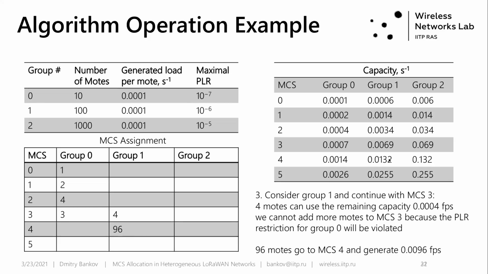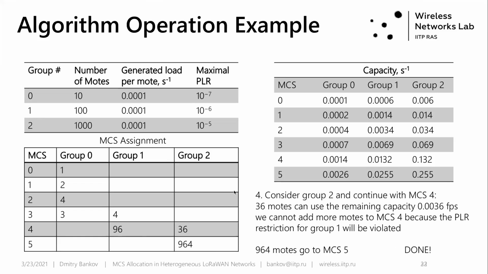It is 0.0132 minus 0.0096 frames per second. We can add some modes from group 2 to this MCS without violating the capacity for group 1. And then we can move to group 2 at MCS5 and assign the remaining modes to this MCS.